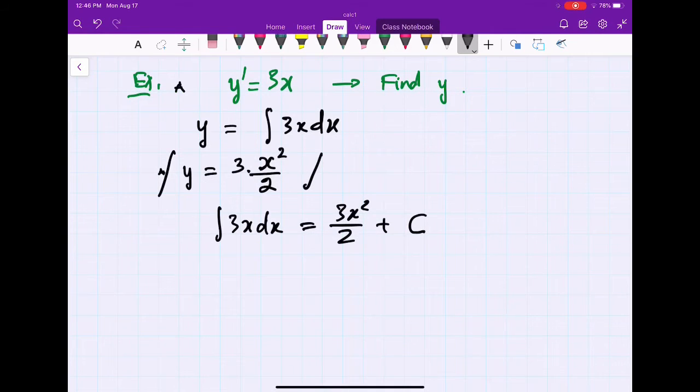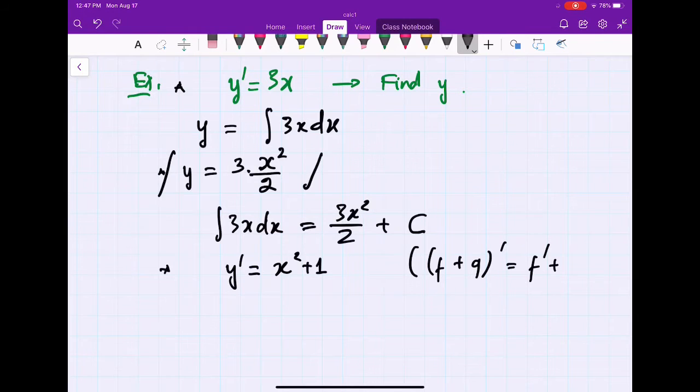All right, let's consider another example. So I have y prime equal to x squared plus 1. Since differentiation is linear, that means the derivative of f plus the derivative of g is the derivative of f plus g. It is additive, sorry. So the integration is also additive. That means you might integrate each function in here. So I might think, let's find the antiderivative of x squared and 1.